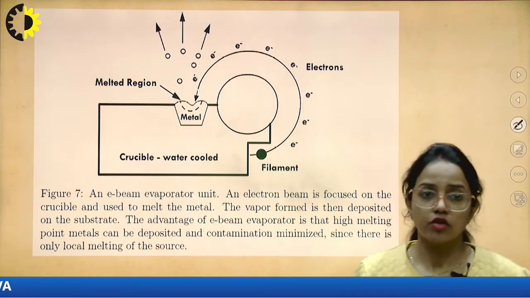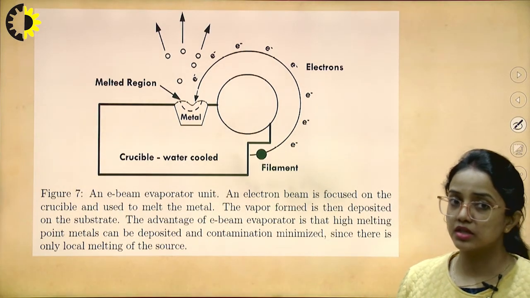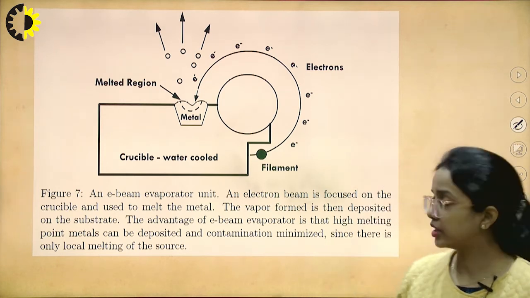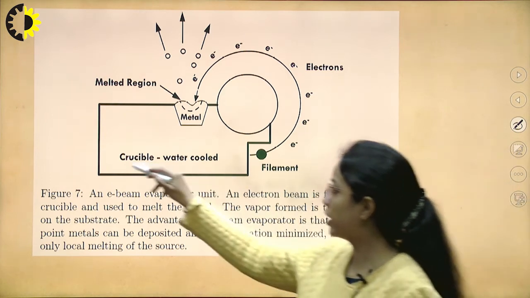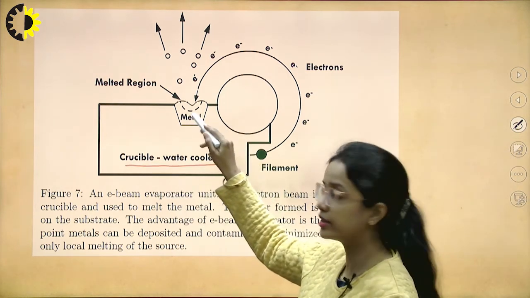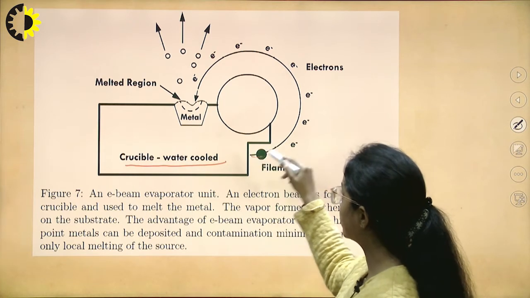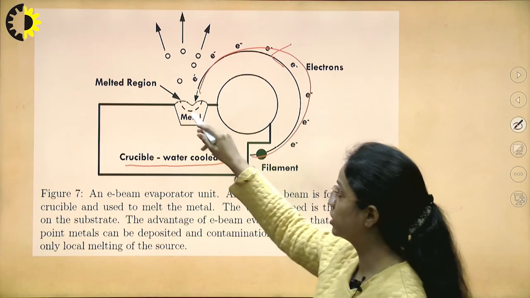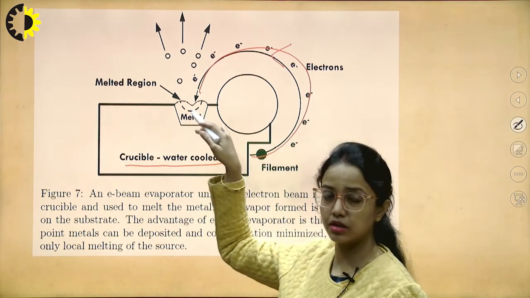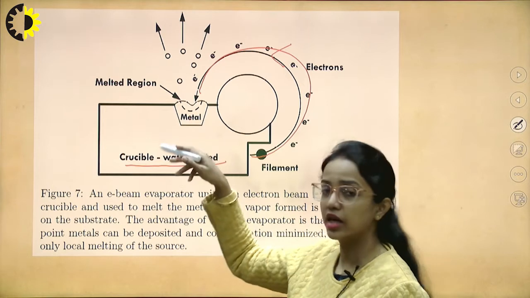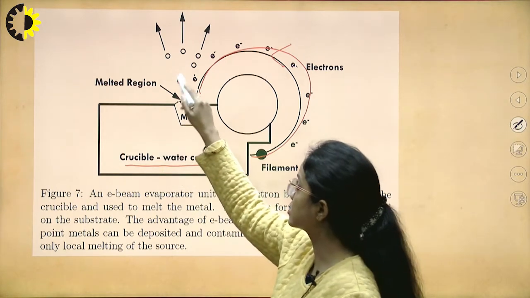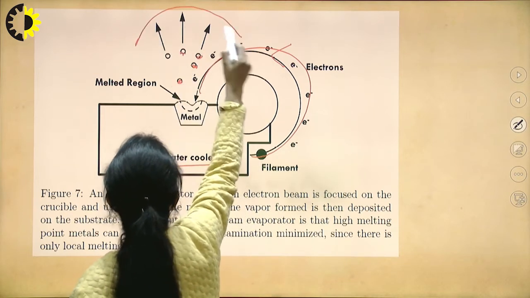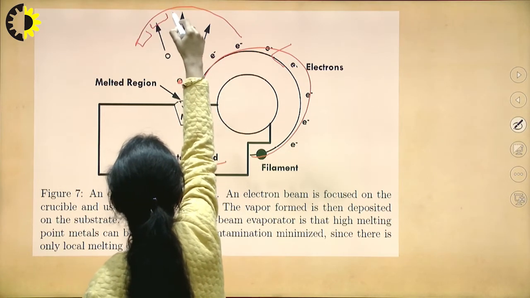Here we also have an electron beam unit. In this we can see that there is a crucible, and that crucible is water cooled, and we have added a metal here, and using this we initiate an electron beam. This electron beam hits the metal, and from there we get metal vapors, and on top of the setup we will have certain wafers.